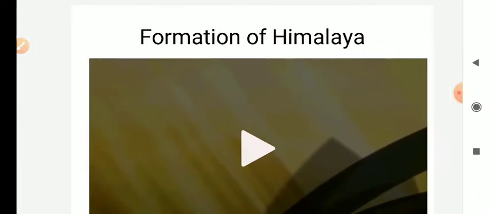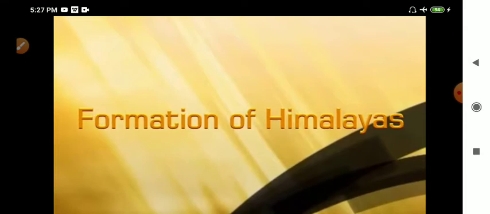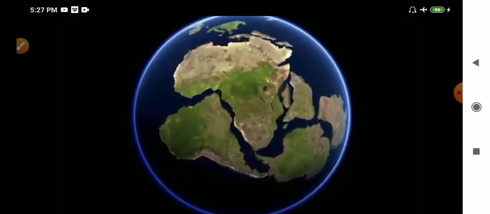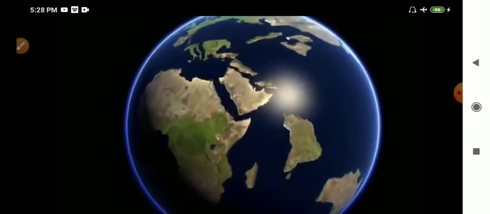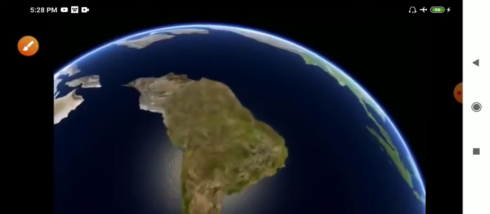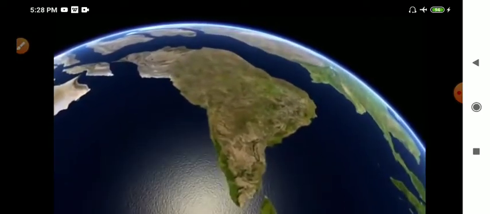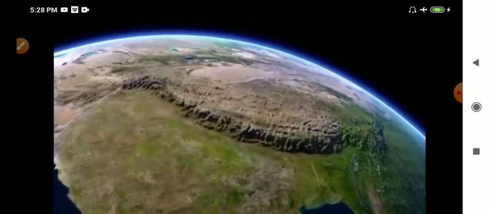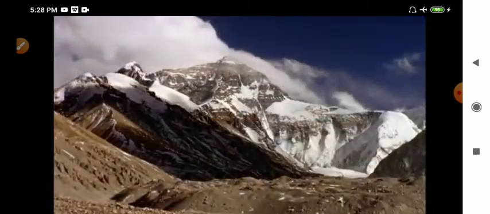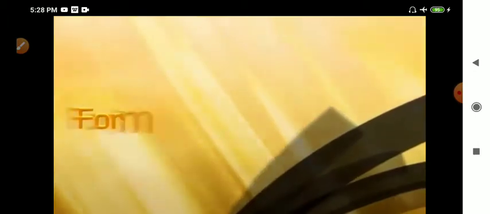Then I will show you one video: formation of Himalayas. You can see in this figure, all are separating and going far from each other. This is India. Now it is coming close to the Eurasian plate. They strike and fold mountain forms. This fold mountain is called Himalayan mountain. This is how Himalayan mountain forms.